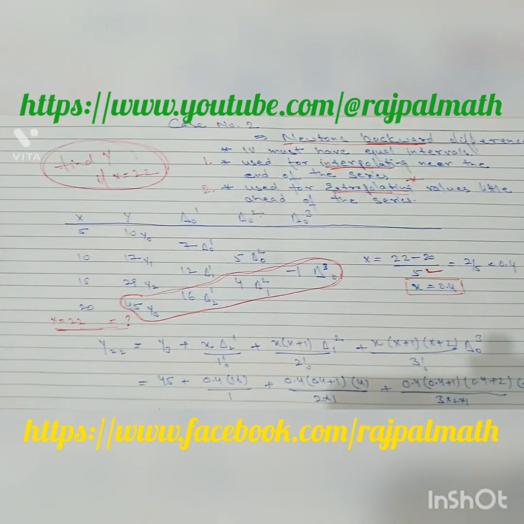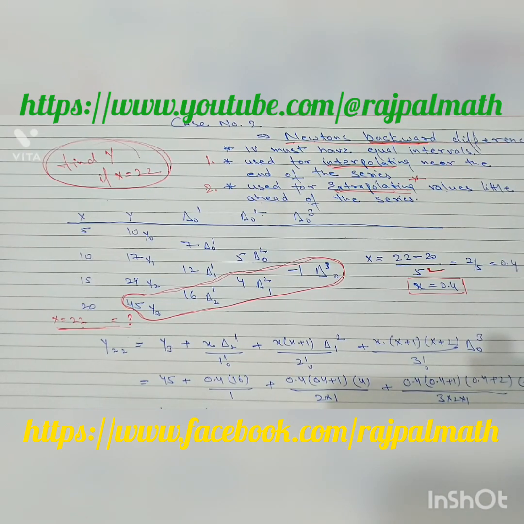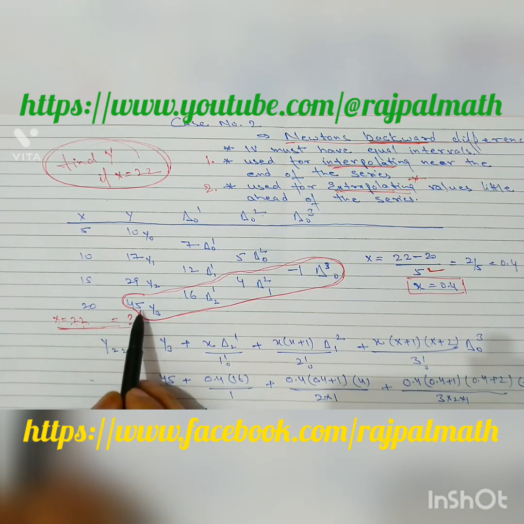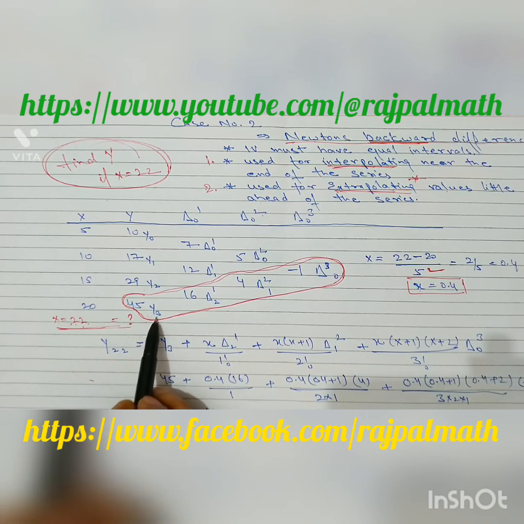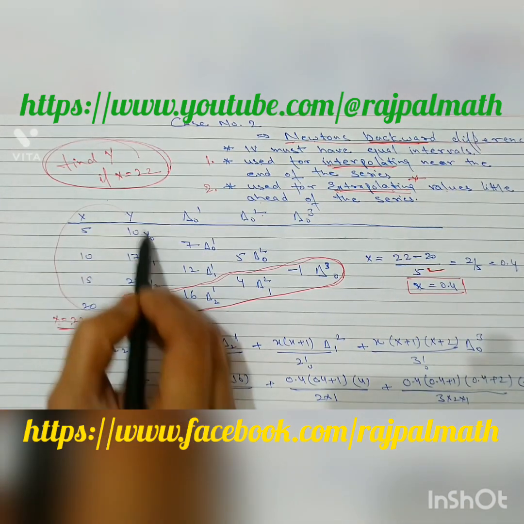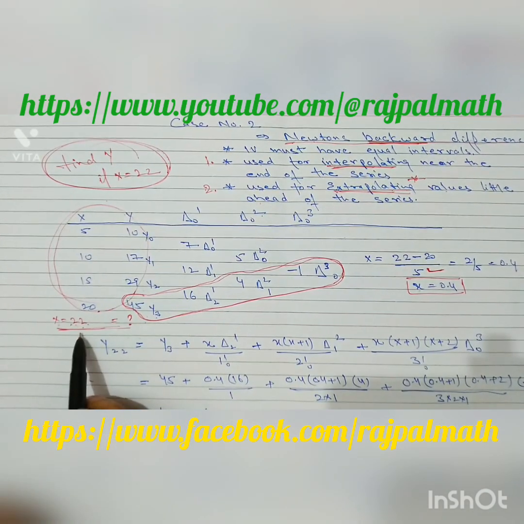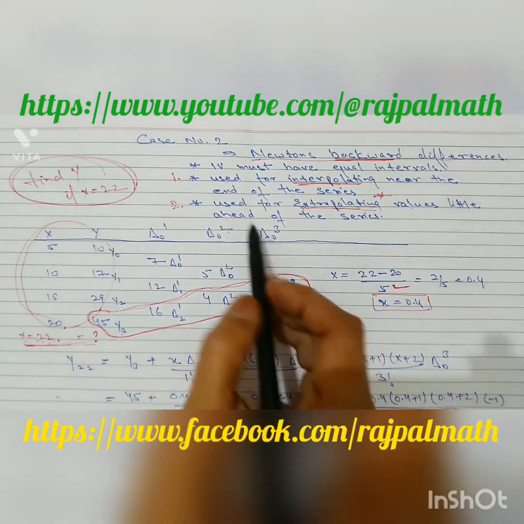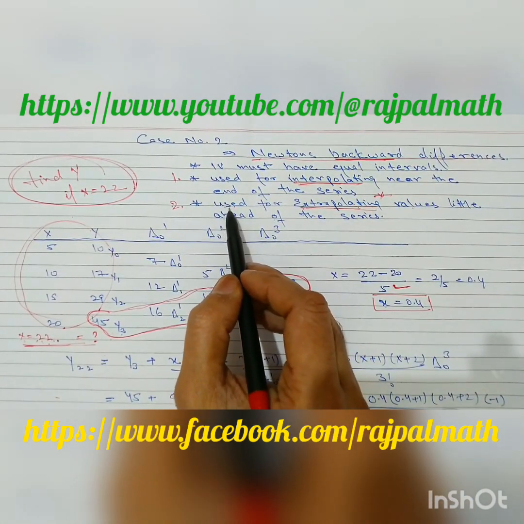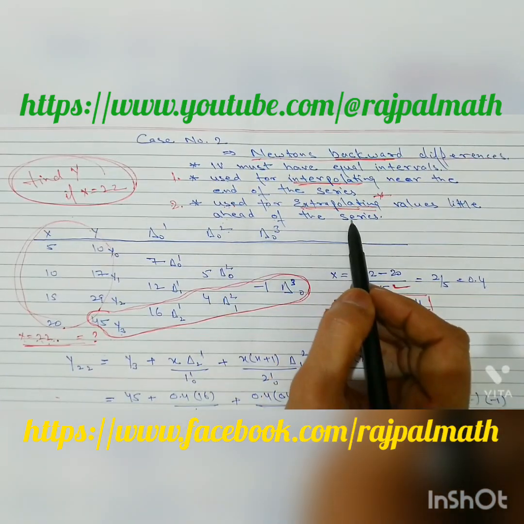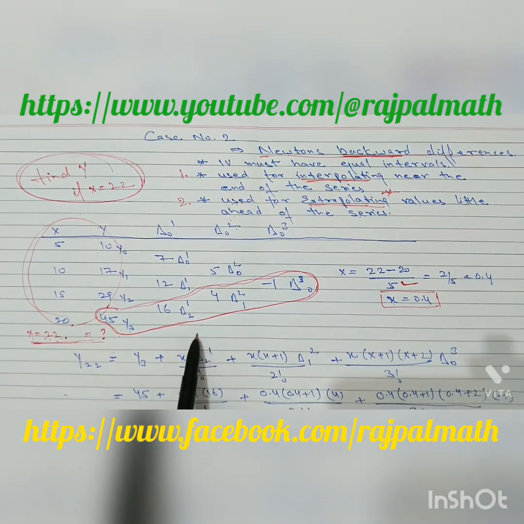This is a case of when we want to find y for x equals 22. For x equals 22, y is 52.26. As x lies outside the given series, therefore this is a special case of extrapolating, because this method is used for extrapolating values little ahead of the series. This is a special case of extrapolation.